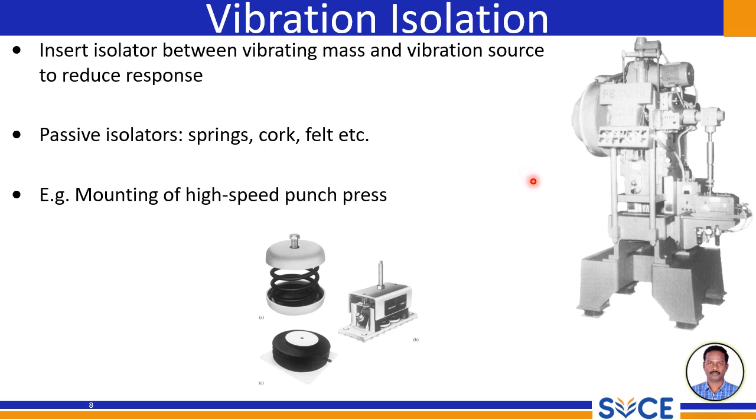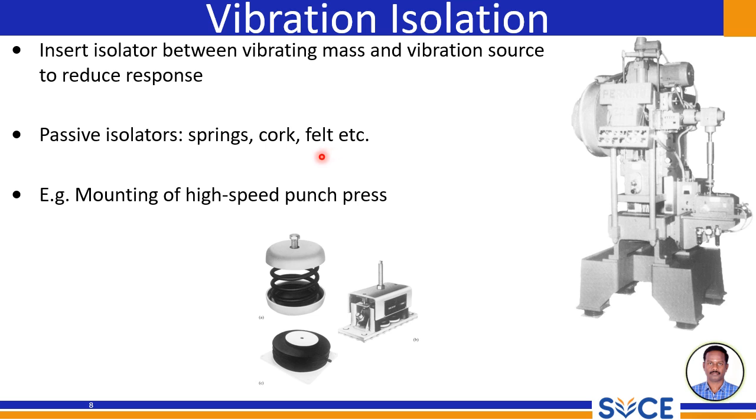Passive isolators: springs, cork, felt, etc. These are common examples of passive isolators. They don't require external power or control systems. Springs, as we discussed, provide flexibility, while materials like cork and felt offer damping.